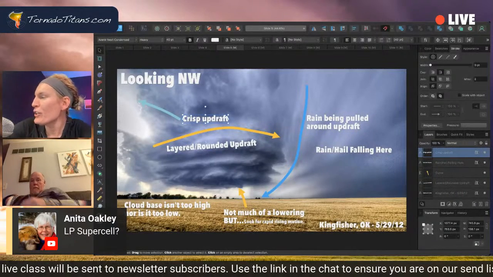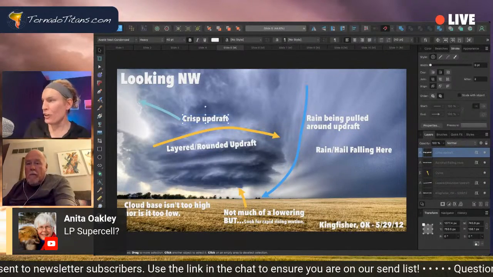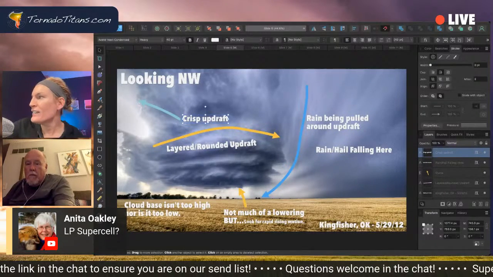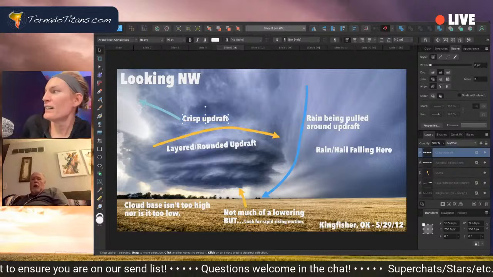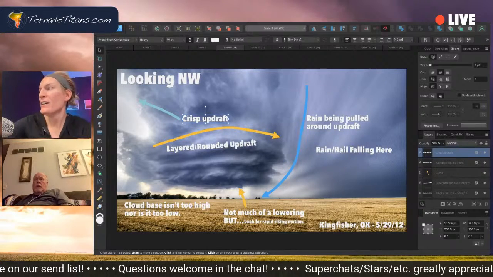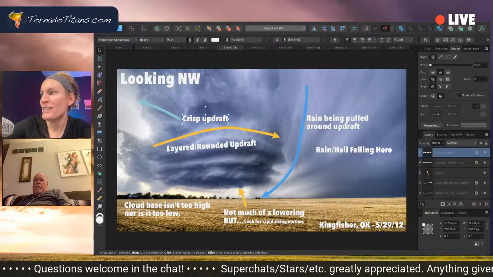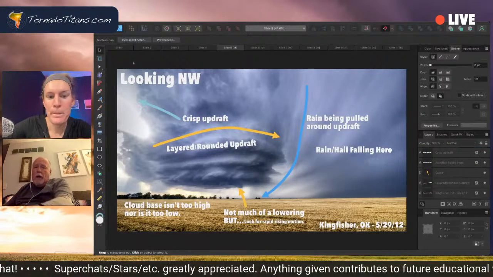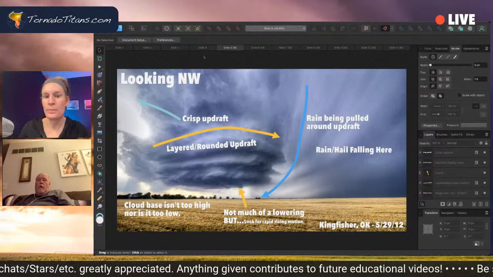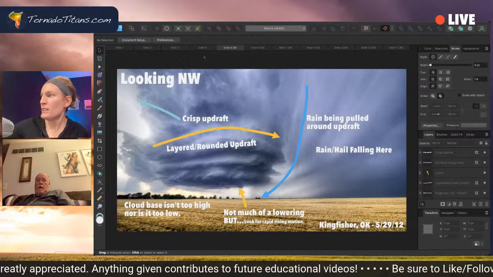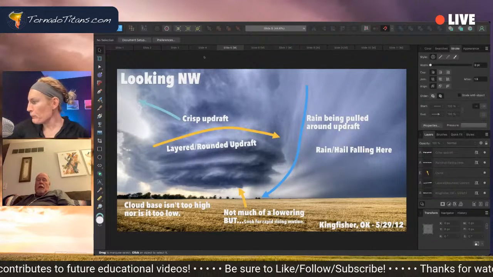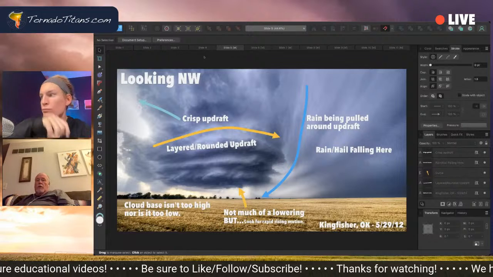Anita asked, this is a good question, Gene. I want you to answer it. How would you classify this supercell? Classic, LP, HP? What are we looking at here? It's a classic supercell, but it's leaning towards LP. If it was a fully LP, then you would have almost no precipitation over to the right. But with the very visible vault, it's a classic that leans towards LP.